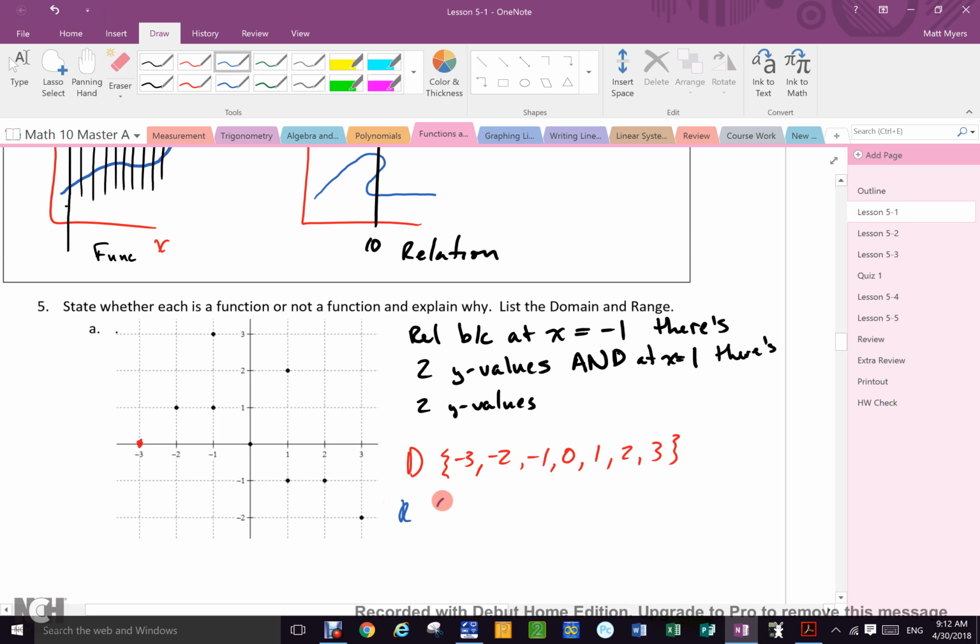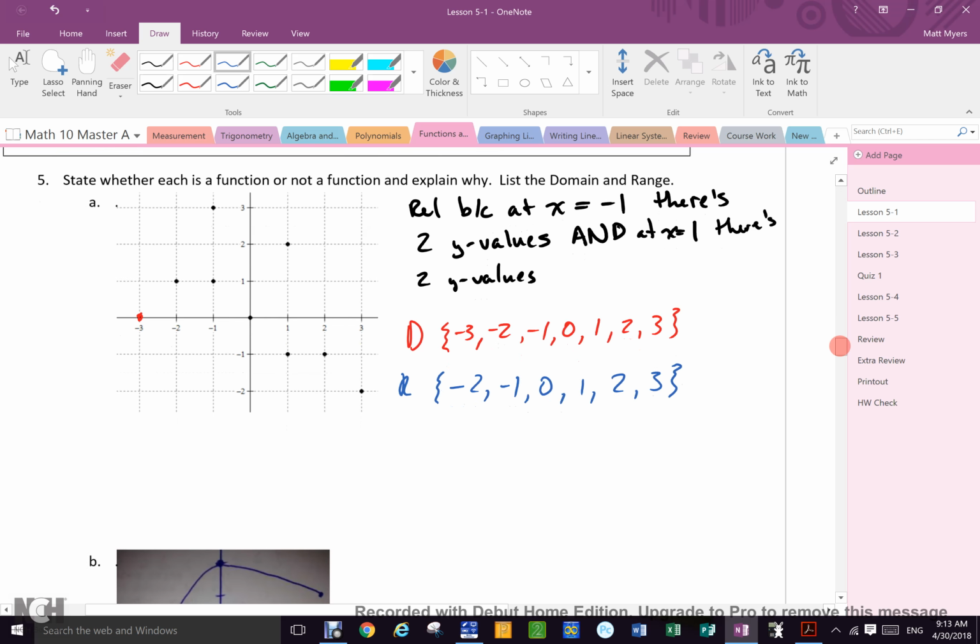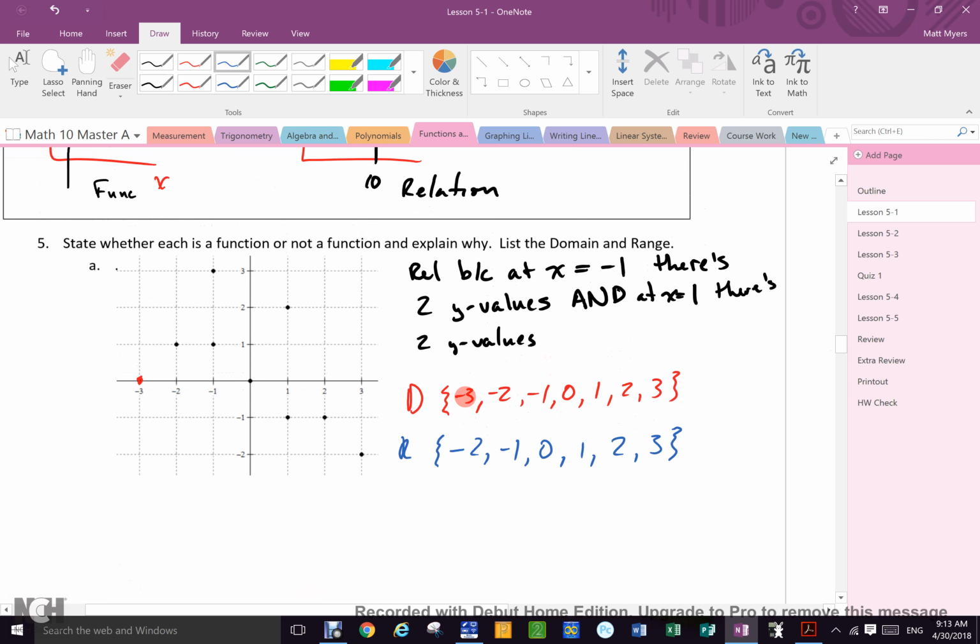Now, what's the range? Everything on the y. Where do I start? The lowest or the highest? The lowest, which is what? -2. -1. 0. 1, 2, 3. Please notice that there is no point at -3, -2. This is not pairs, are they? They're just lists. Everybody good?